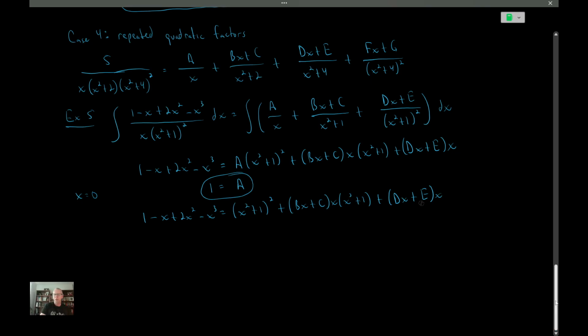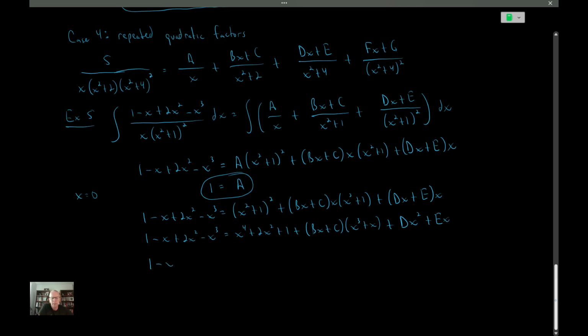So maybe what I would do is let's multiply all this out and see what happens. You certainly could pick other values of x and get a system of equations, but I think this way might work out better. So FOIL this out, we get x to the fourth plus 2x squared plus 1. And carefully with this, so let's multiply x times that one. We get x cubed plus x. And then we get Dx squared plus Ex.